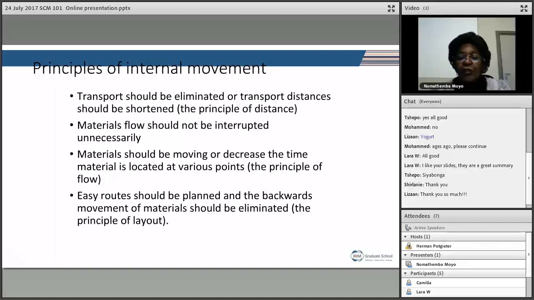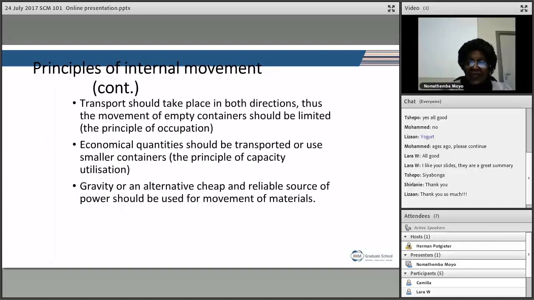Easy routes should be planned, and the backwards movement of materials should be eliminated. How do you eliminate backwards movement? By doing the right thing. Transport should take place in both directions. Thus, movement of empty containers should be limited. The principle of occupation: make sure when the transport goes, it is full of something, and when it comes back, it has something.